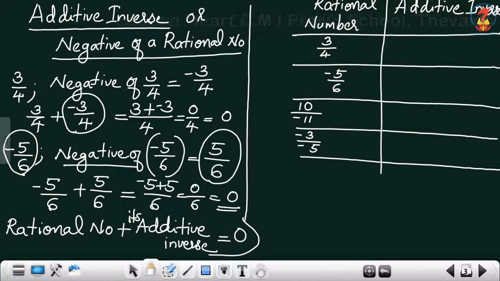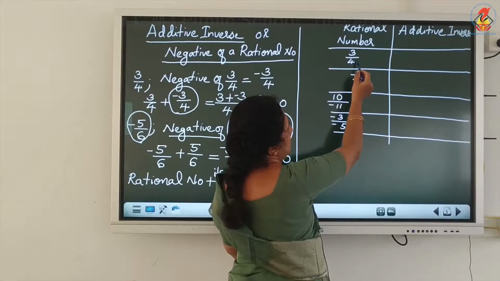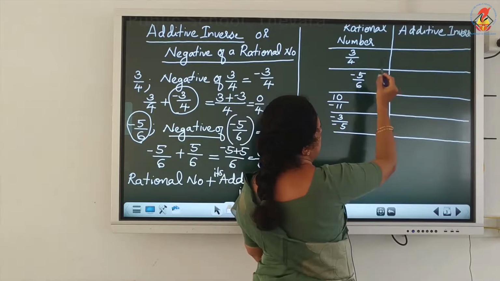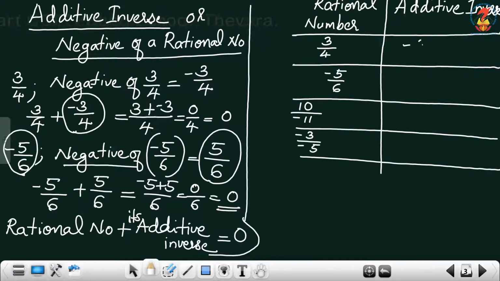Now we can consider these examples. Rational number 3 by 4 is given, a positive rational number. So what is its additive inverse? It is negative 3 by 4.